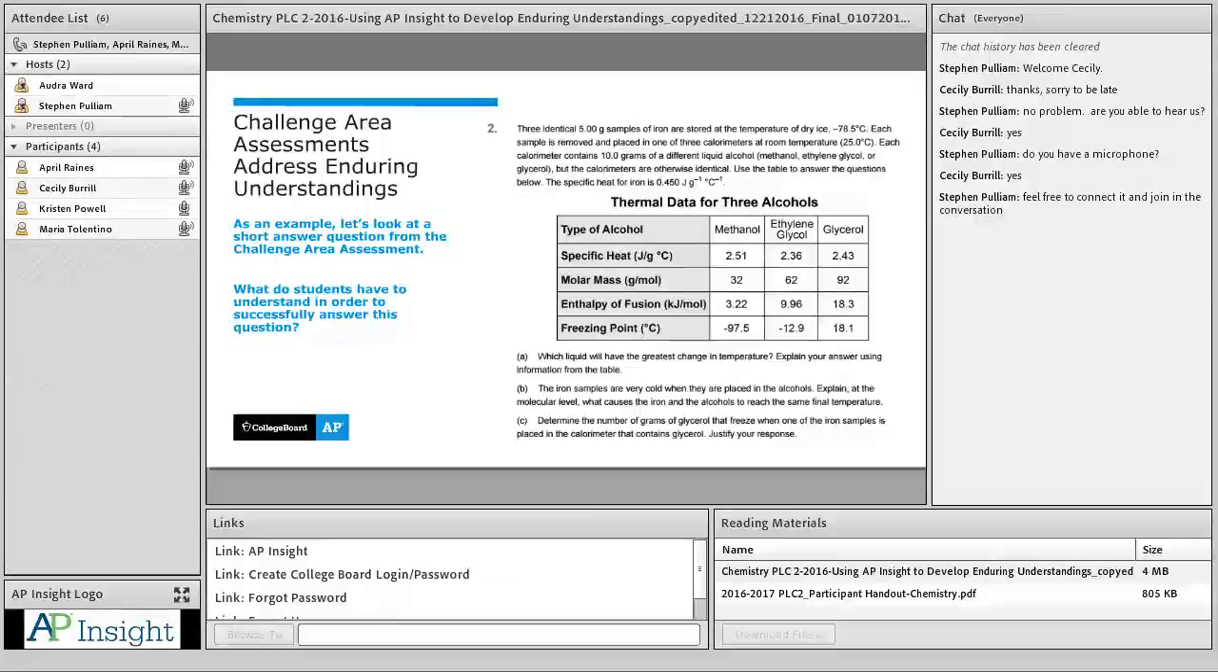As those ideas come to mind, put them in the chat box, rather than discussing them out loud, for those of us that might still be reading through the question.